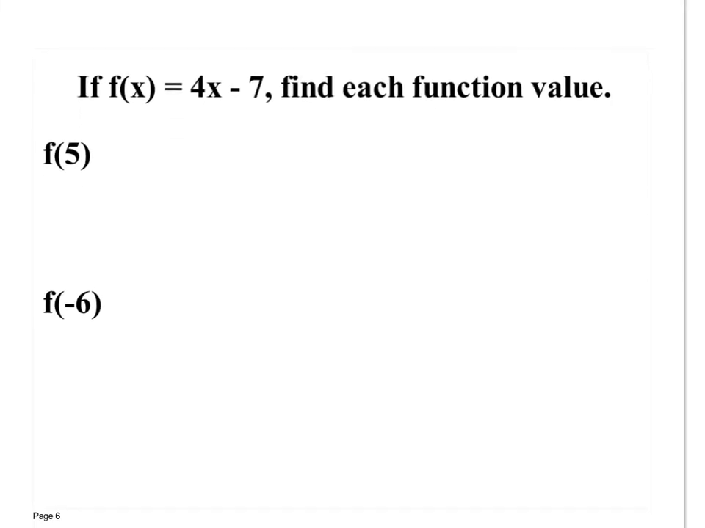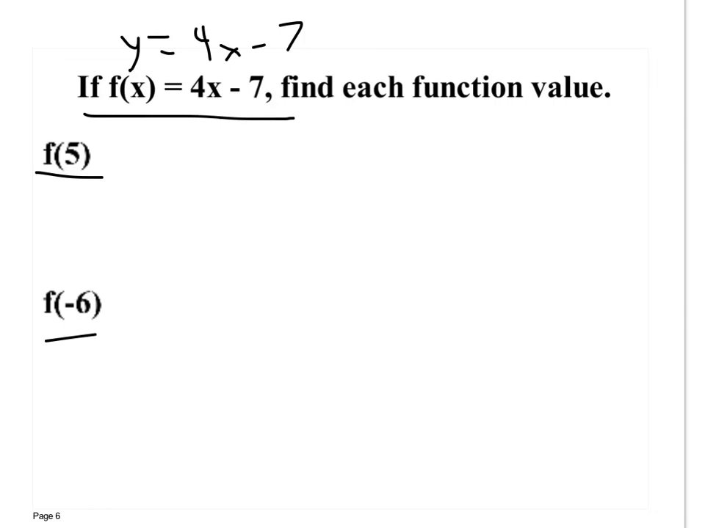All right, what you need to do is write this down and those 2 down, and we're going to answer those, and then you'll be done. All right, so if f of x is equal to 4x minus 7, you're supposed to find each function value. What that means is you're supposed to figure out what y is or what f of x is, because remember, I can write this as y equals 4x minus 7. You're just figuring out what y is.